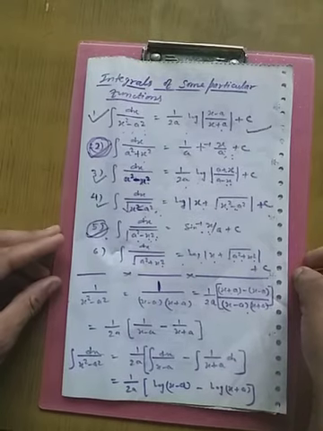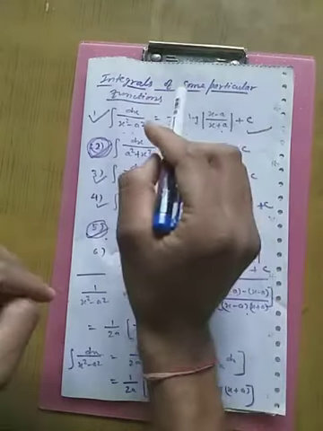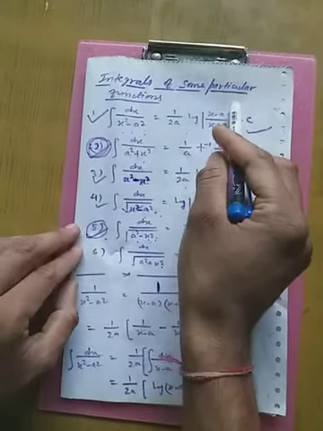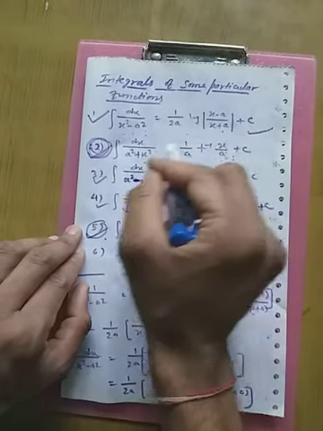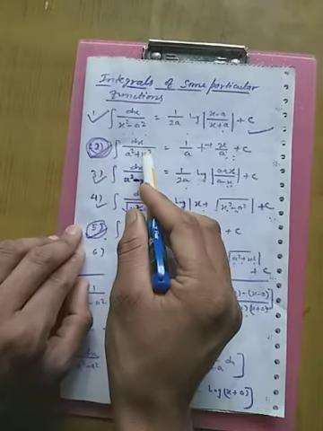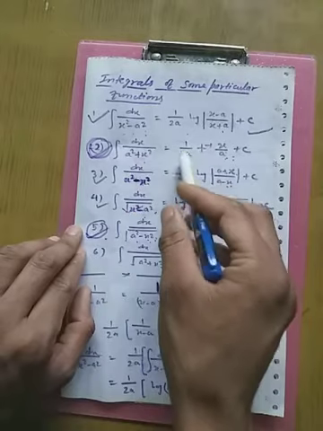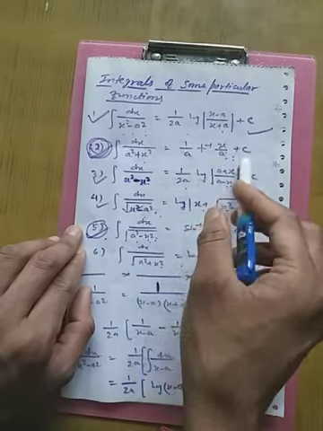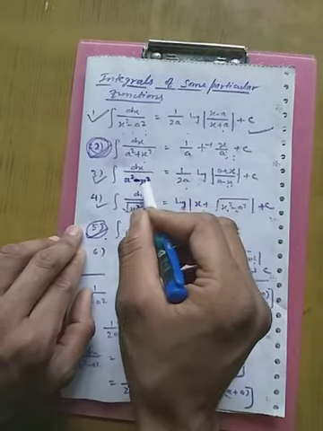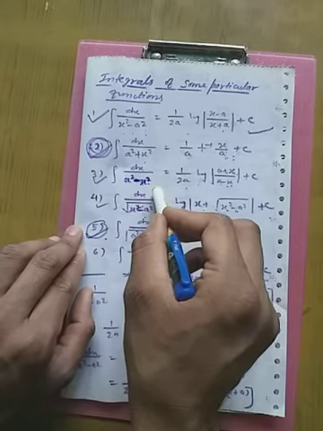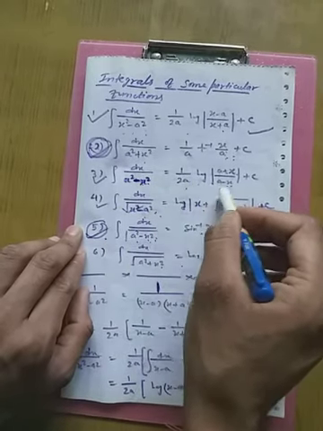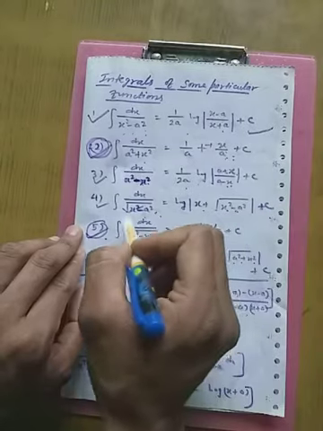Hello student, today we will discuss integrals of some particular functions. Integration of dx upon x square minus a square equals 1 upon 2a log of (x minus a) upon (x plus a). Integration of dx upon x square plus a square equals 1 upon a tan inverse x upon a plus c. Integration of dx upon a square minus x square equals 1 upon 2a log of (a plus x) upon (a minus x) plus c.